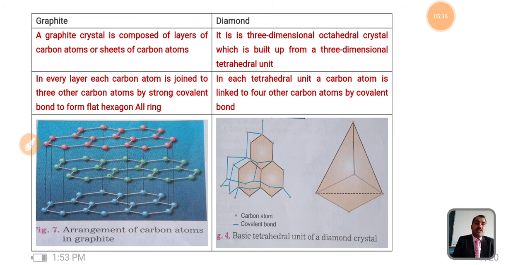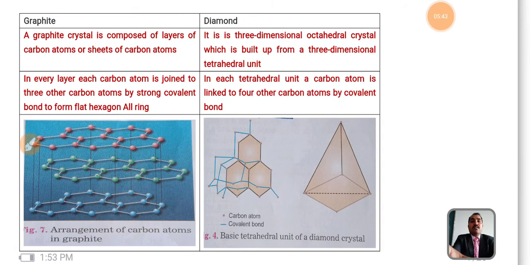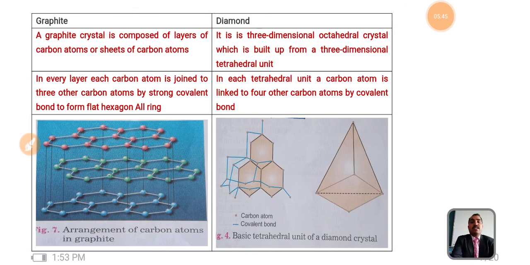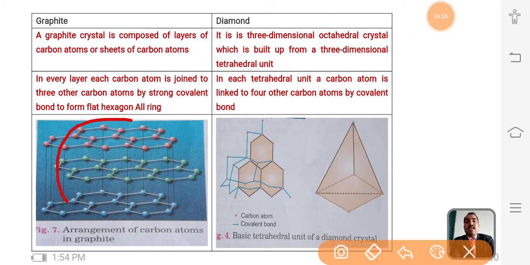You can see the picture of graphite and diamond both. Okay students, now see, this is the first one. A graphite crystal is composed of layers of carbon atoms, or sheets of carbon atoms, and here a layer by layer structure is found in graphite. You can see from here, my dear. See, this is the layer structure of graphite.